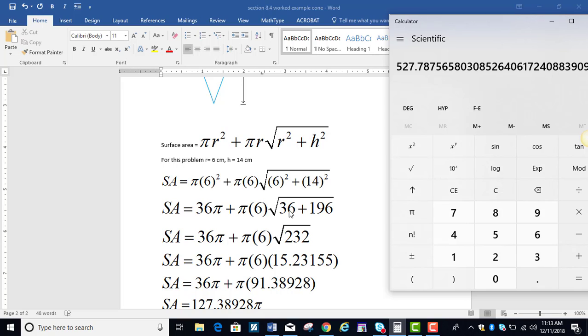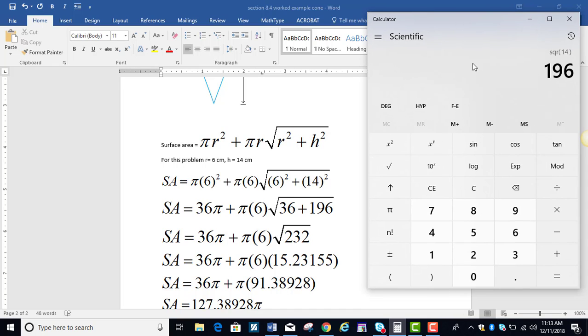Now again, I'm going to start right here. 6 squared I know is 36. I may not know 14 squared, so I'm going to use my calculator to figure that out. It's 196. Then I'm going to add 36. So now I've got the number under the square root sign that I need to take the square root of. I'm going to take the square root of that, and I get 15.23155.